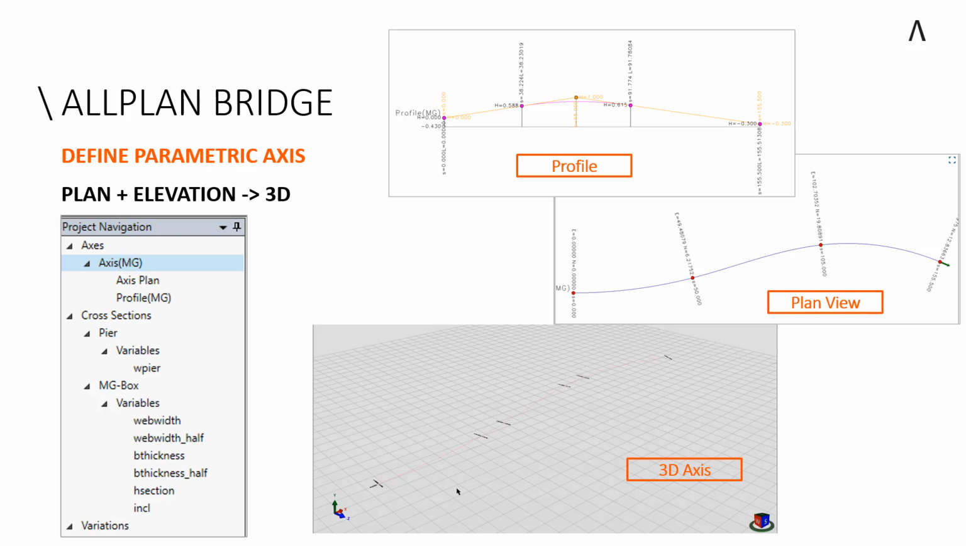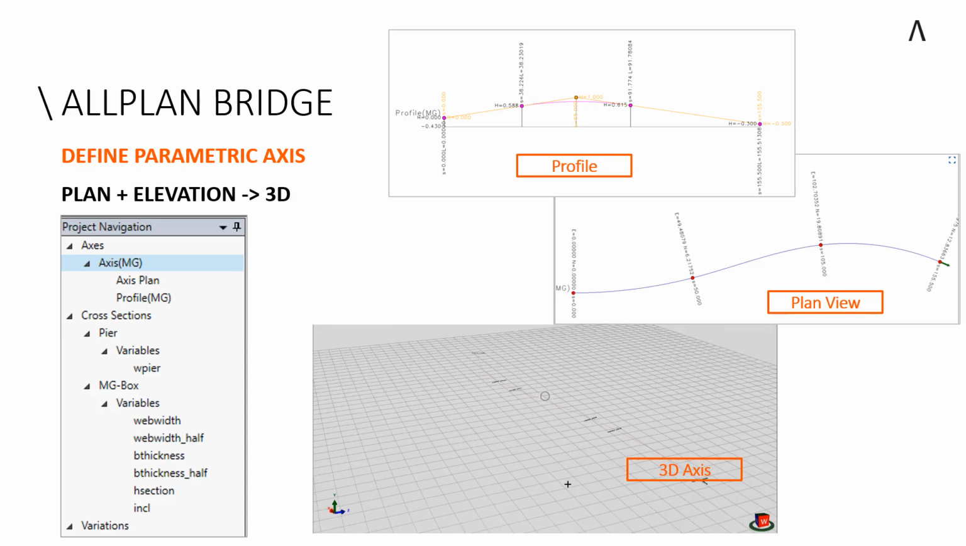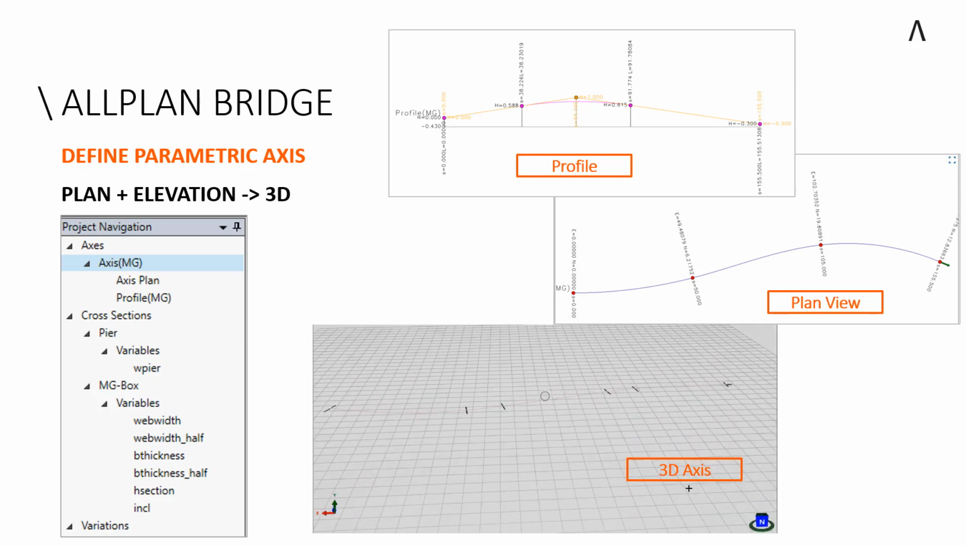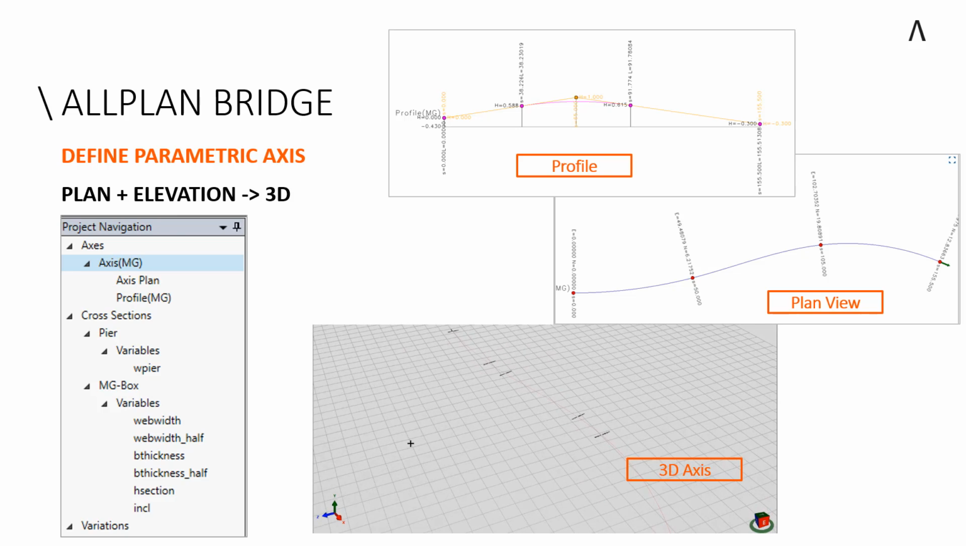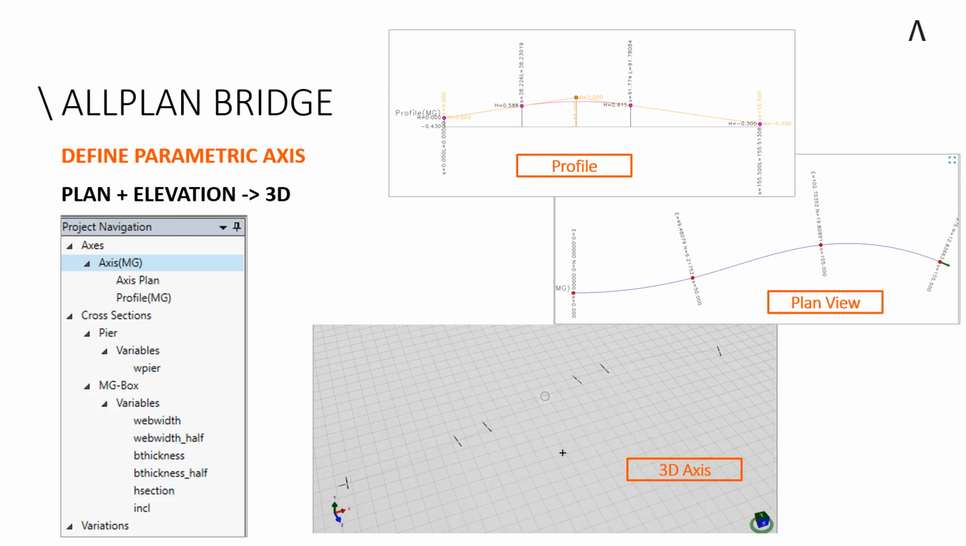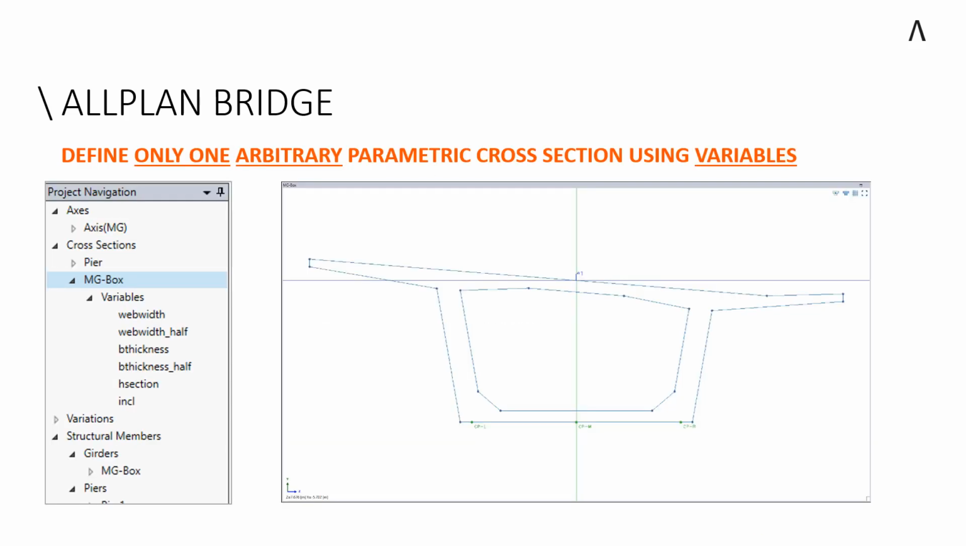Then you're combining your axis in plan and in profile to a 3D axis. So this is done by assigning the respective heights of the profile along the axis in plan. So the next step would be to set up your cross sections of your bridge. For example, a hollow box cross section for your main girder.